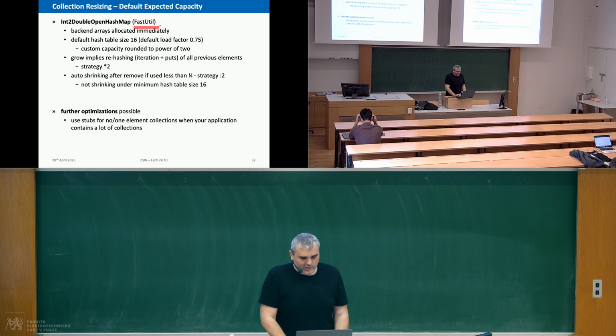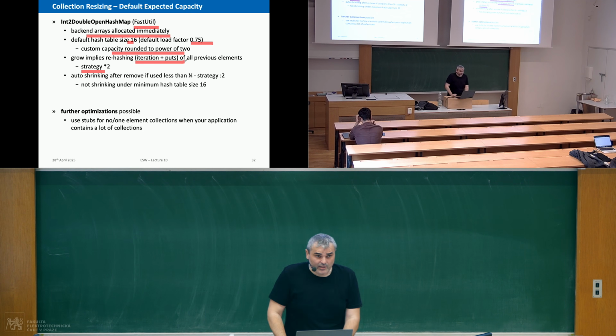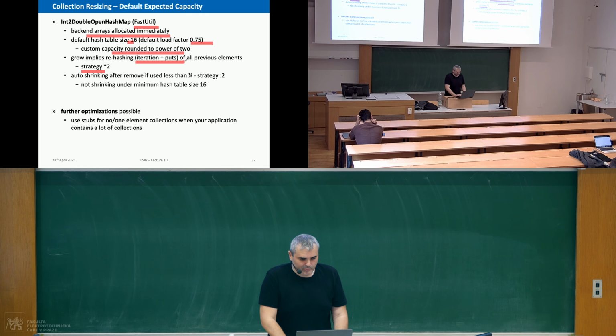This is summary for fastUtils. Again, backend array allocated immediately. In this case, it's 16. Load factor is 0.75, so like a standard hash map. Custom capacity rounded to power 2, like a standard hash map. Growth strategy times 2. Again, rehashing requires iteration and put operation on all previous elements. And again, similarly to Trove, it supports auto shrinking. So it tracks the number of removed elements. If it goes under a certain threshold, it does the shrinking.